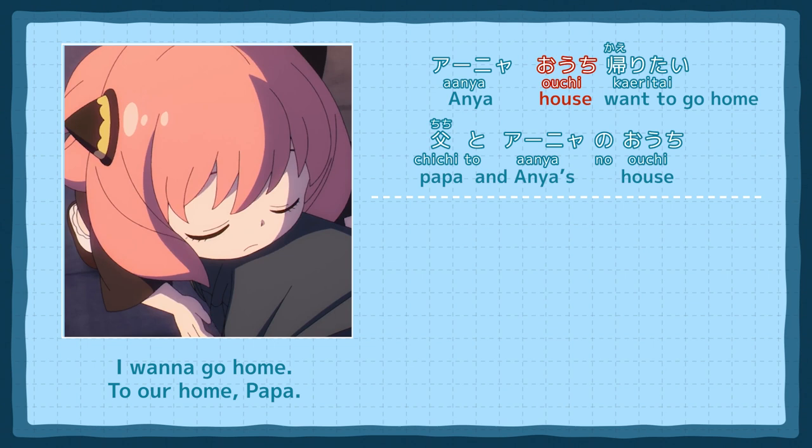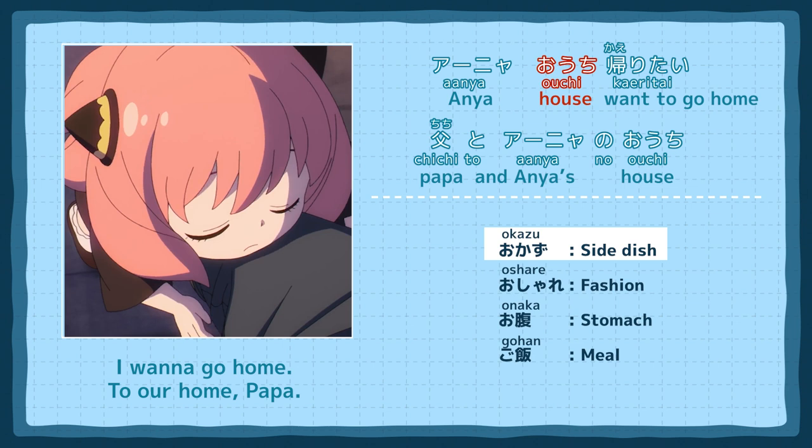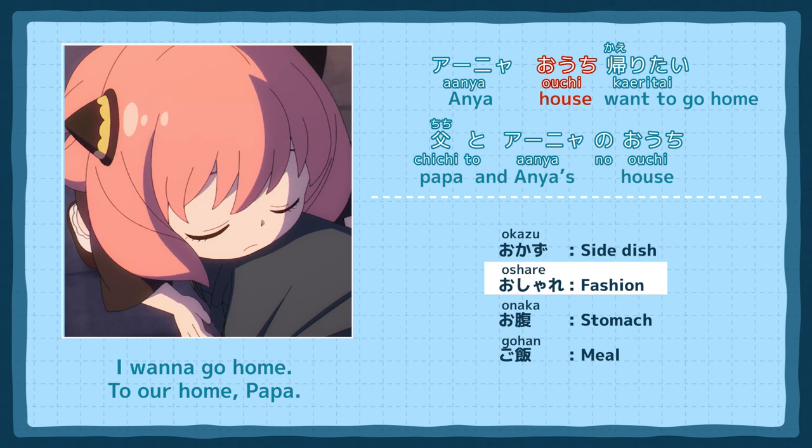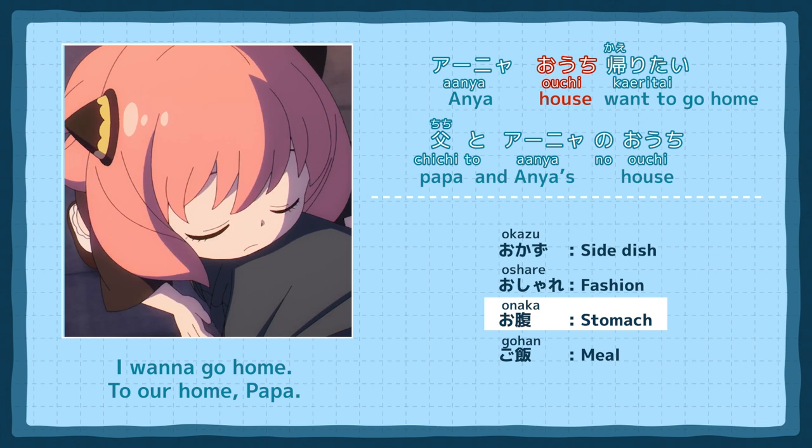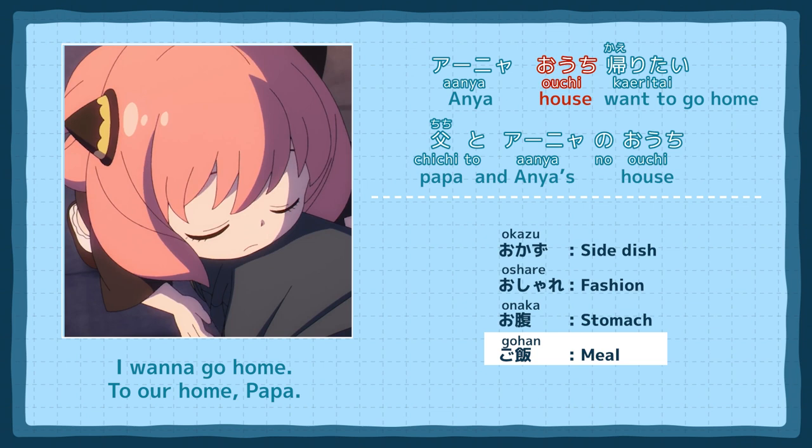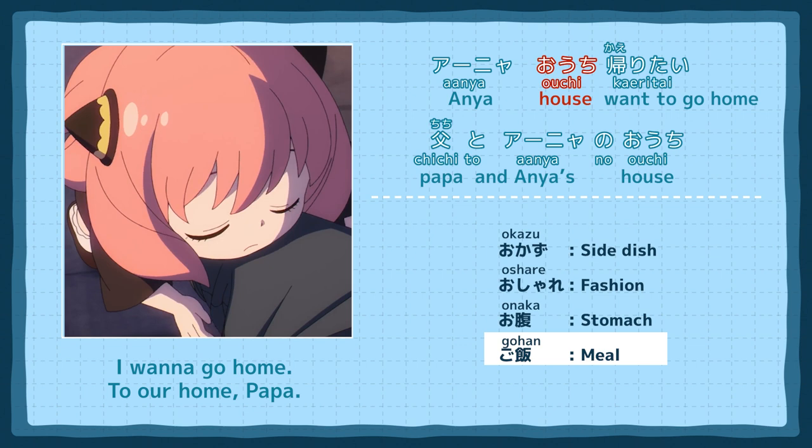For example, side dish, okazu, okazu. We don't say kazu. Always okazu. Fashion, oshare, oshare. Stomach, onaka, onaka. Meal, gohan, gohan. And some words can still be separated and you can use them as they are.